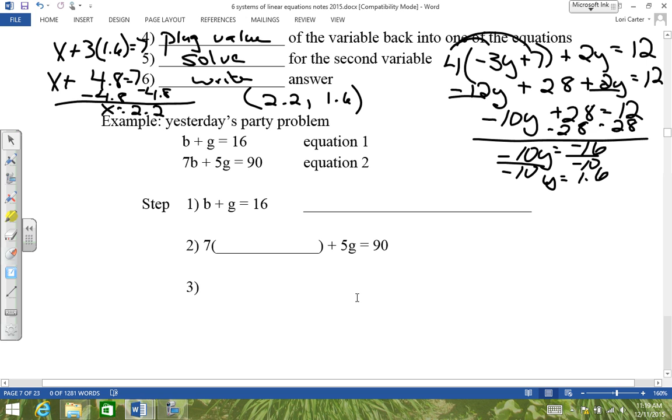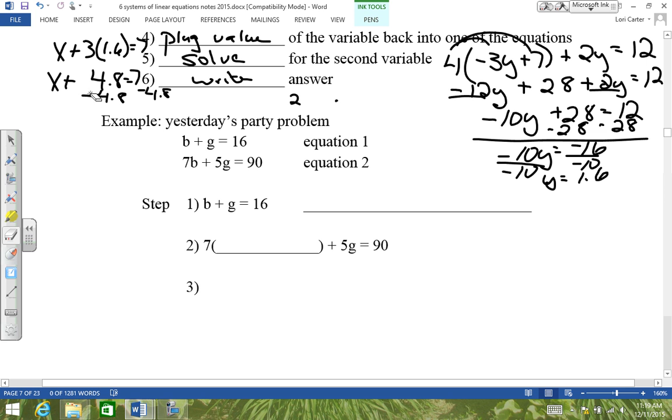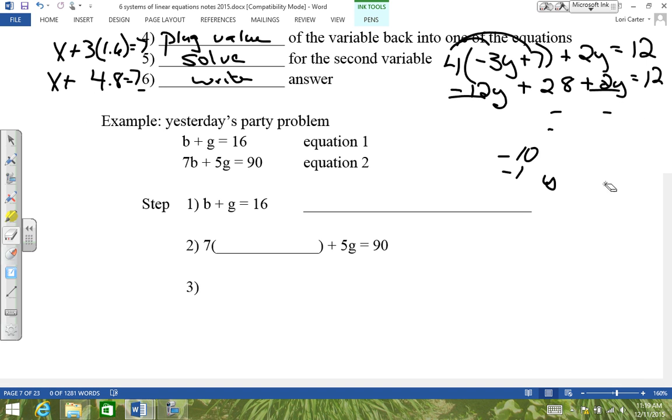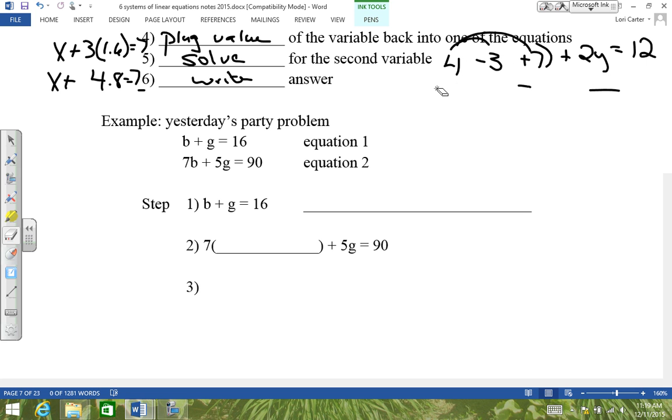Okay, here we go. It's yesterday's problem. I'm going to erase this so we have room. Okay, this is what we started off with yesterday. Remember? Our boys and girls, we had 16, and then it was $90 for food. All right, now we have to pick one of those equations and do what?